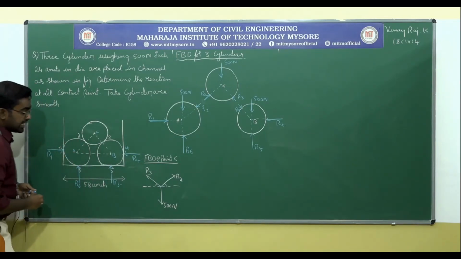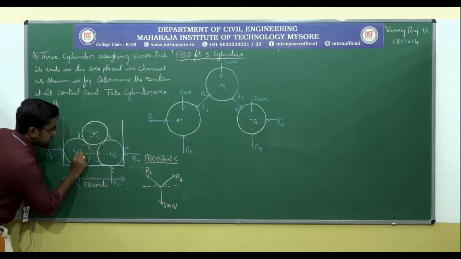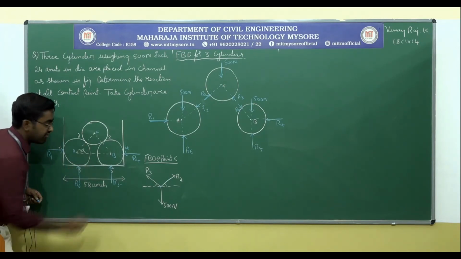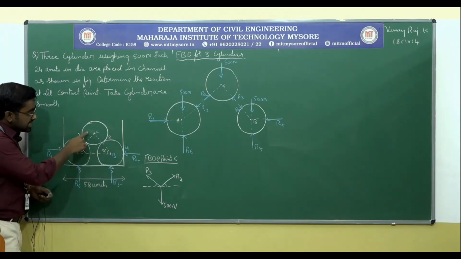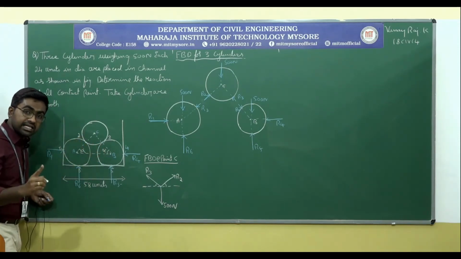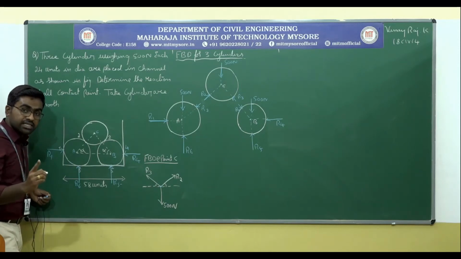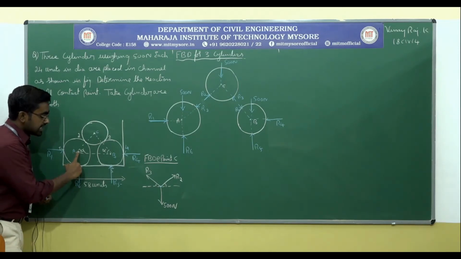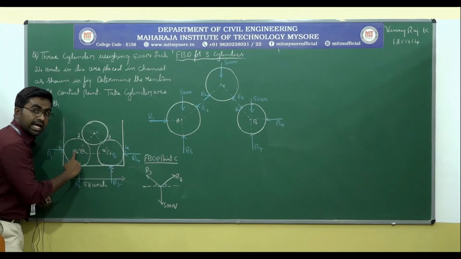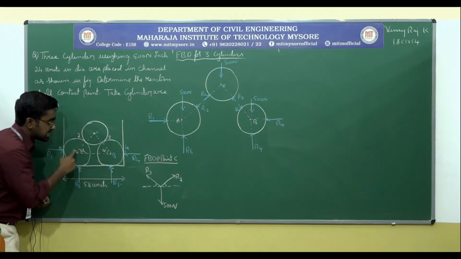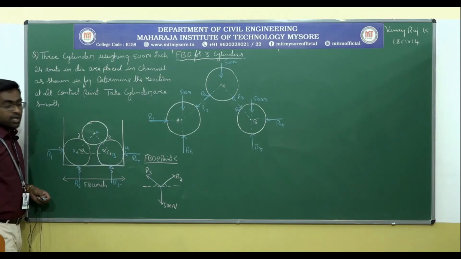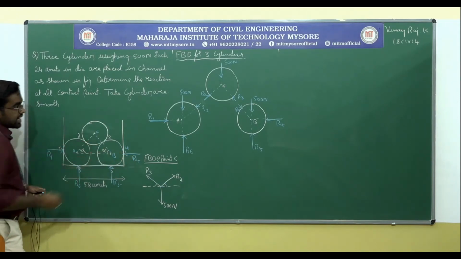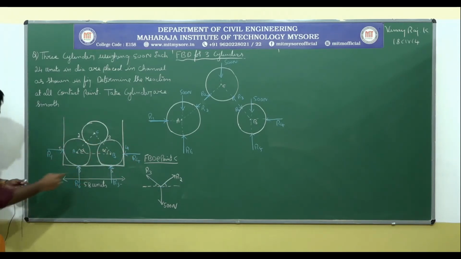That means I need to calculate what is this angle, let me call it as alpha, and what is this angle, that is alpha. So these 3 cylinders are identical cylinders and the dimensions of the cylinders are same. That means these 2 angles will be equal. That means this is representing the isosceles triangle. So let me write this isosceles triangle separately.